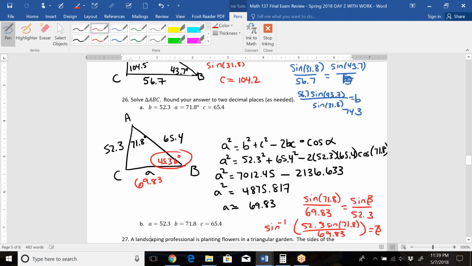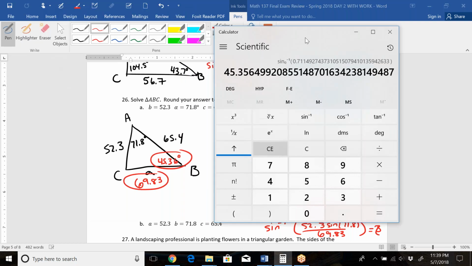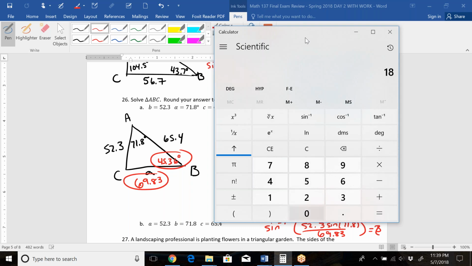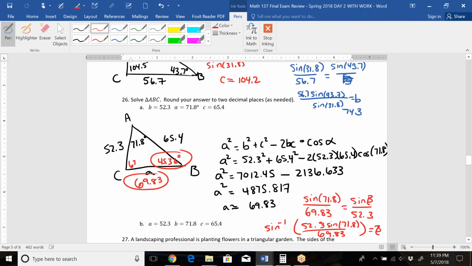So 45.36 degrees, since I'm going by the directions, and then we would subtract from 180 to find the other angle. So 180 minus 71.8 minus 45.36 is 62.84. And make sure this makes sense. Smallest angle, smallest side, medium angle, medium side, largest angle, largest side. So there is number 26A.